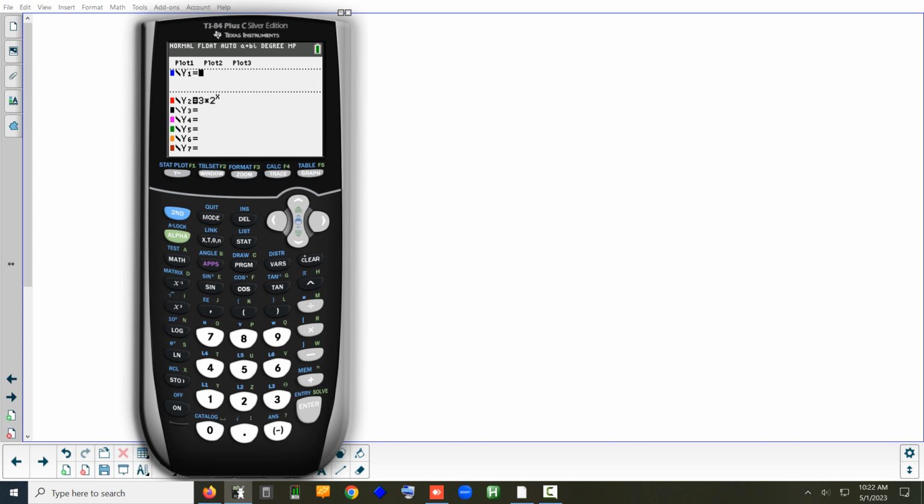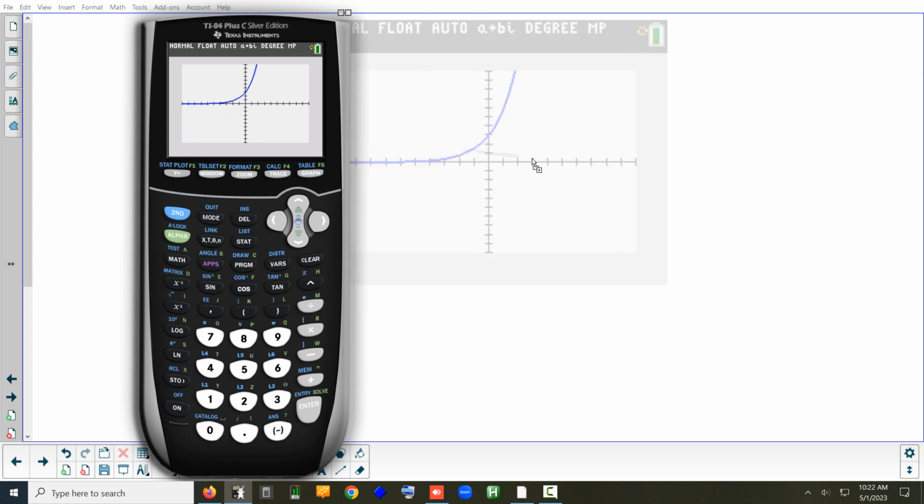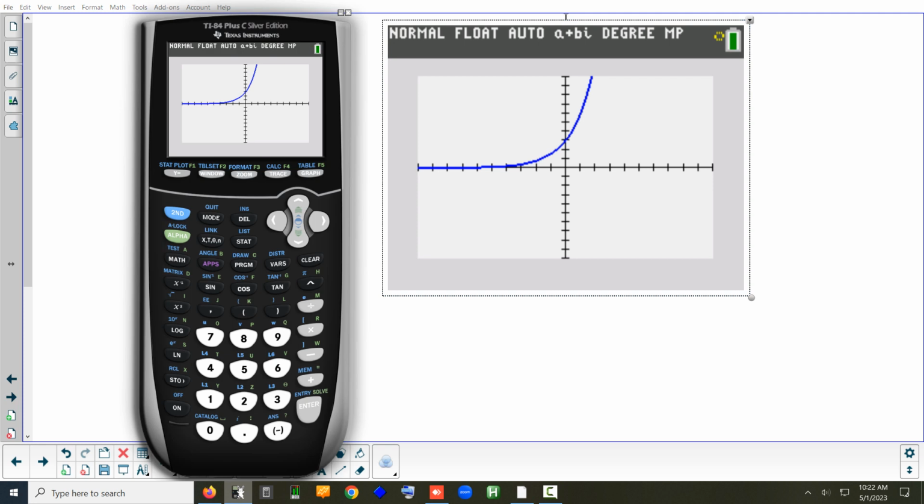So I have 3 times 2 to the x. Now let's just start with that. Okay, so there's 3 times 2 to the x. Now I'm going to add to that negative 3 times 2 to the x. So let's do negative 3 times 2 to the x.